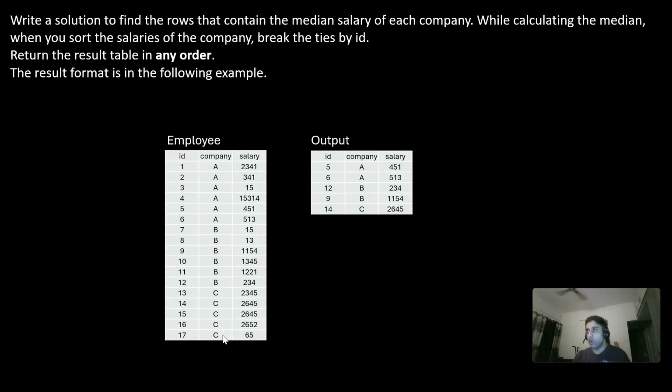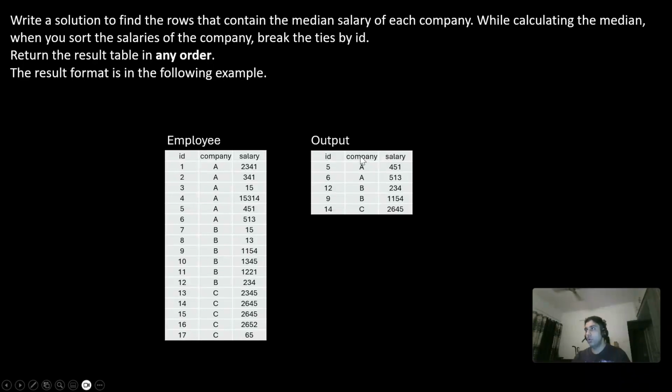As a rule of thumb, we need to remember that whenever we have an even number of total employees in a particular company, or in general the total number of rows is even, then there will be two values which act as the median. Basically, the rows at position total number of rows divided by 2 and total number of rows divided by 2 plus 1 will be the median. And if we have an odd number of rows, then only the row at position total number of rows divided by 2, rounded up, will be the median value. So that's the whole idea of this problem.